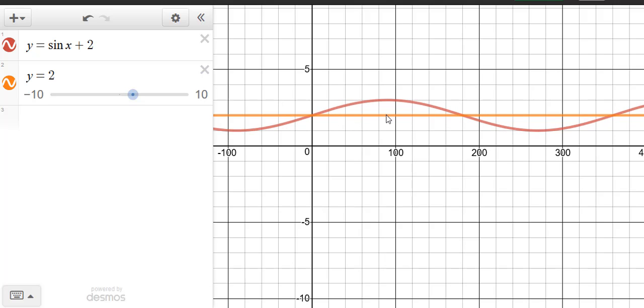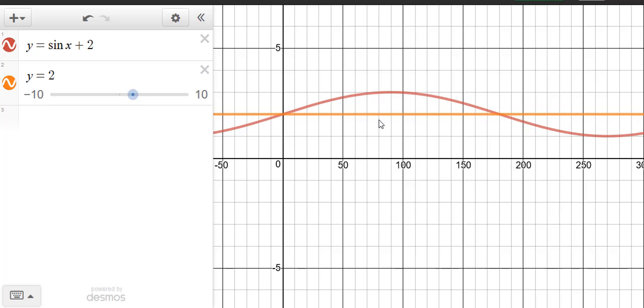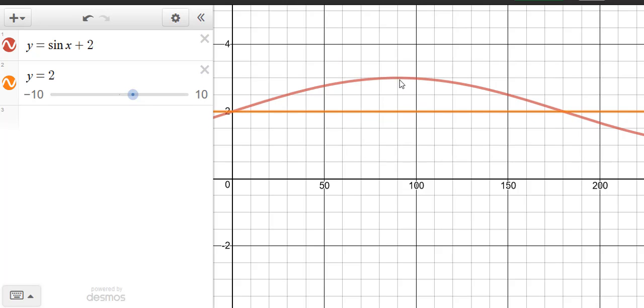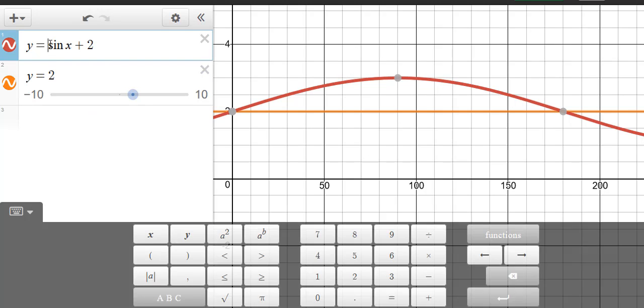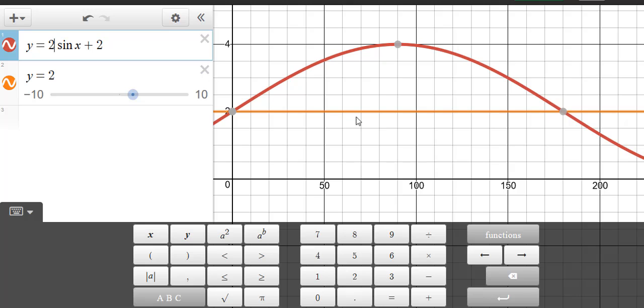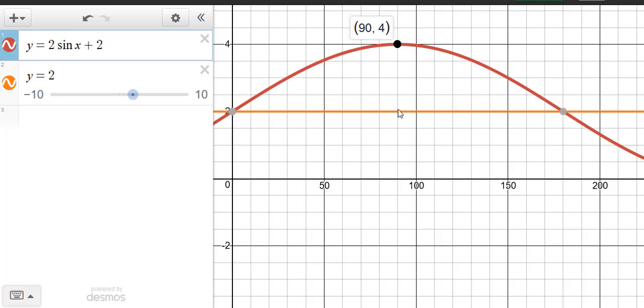Okay. Now the amplitude is the distance between this orange line and the maximum, which is at 3. We know this is at 2 and this is at 3, so the amplitude is 1. Again, if I change the amplitude to 2, it makes the amplitude from the orange line to the maximum here 2, right? From 2 to 4 is 2.